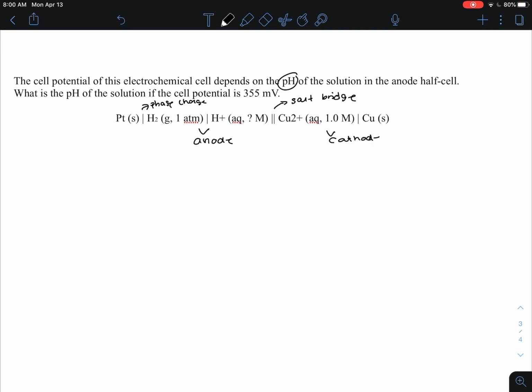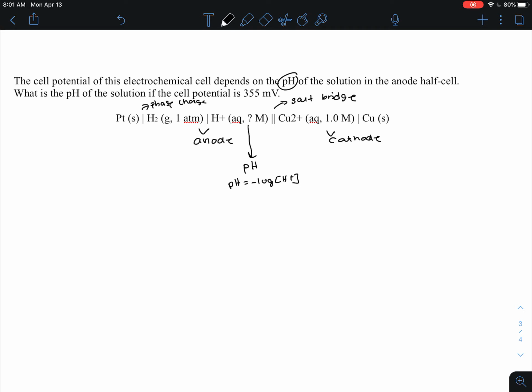So on the left of this is the anode, and the right is the cathode. So I have my hydrogen forming the H plus, where we don't know the concentration, so that's where the pH is coming from. pH is equal to negative log of H plus or H3O plus. And the platinum is there to use as an electrode since it's not in a solid form. And then we have the information for copper.